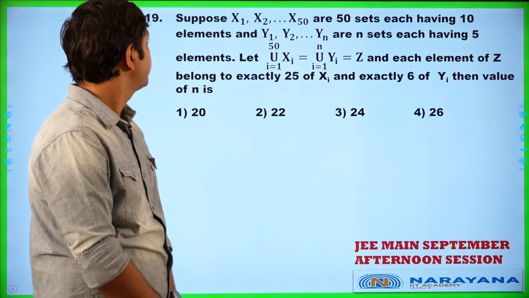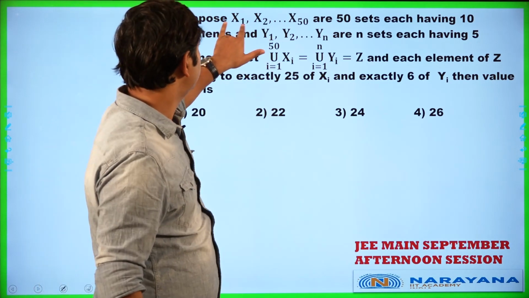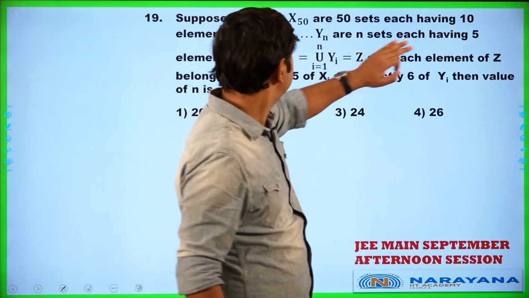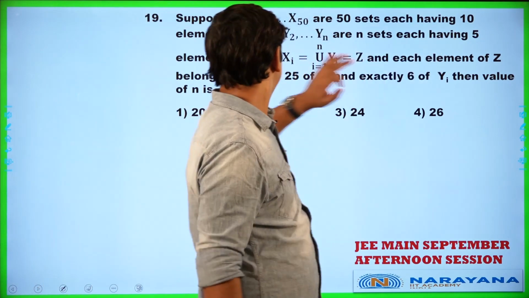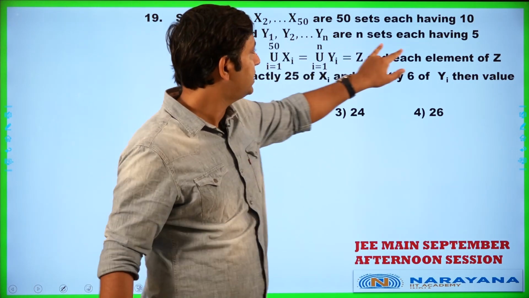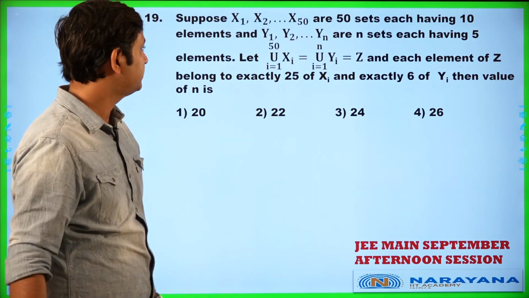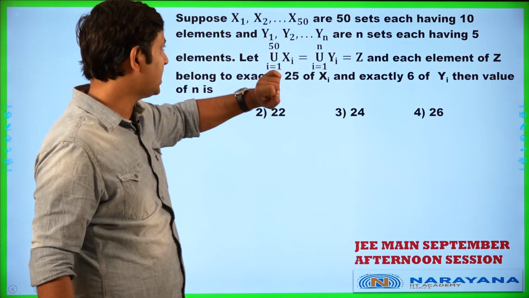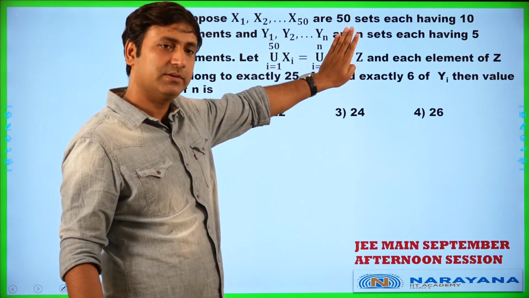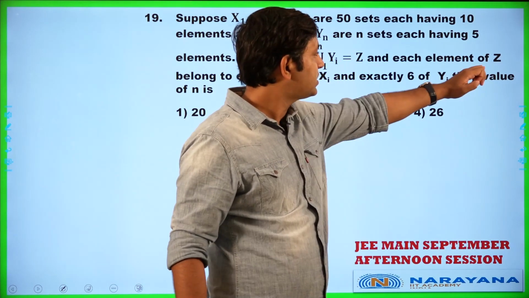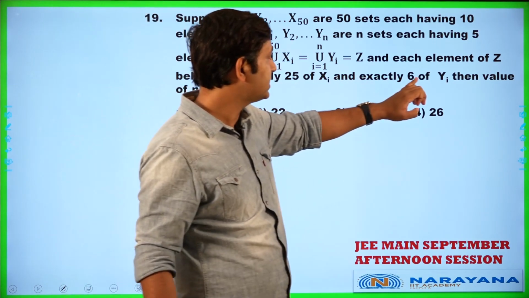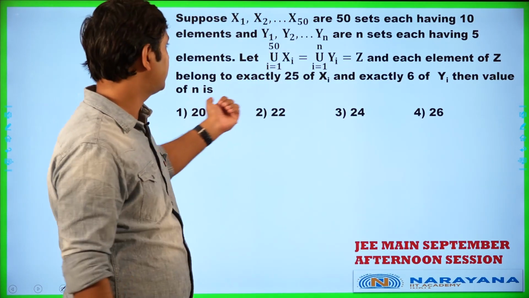In this question, we have X1, X2, dot dot dot X50 as 50 sets, and each set has 10 elements. Similarly, we have Y1, Y2, ... Yn as n sets, and each set has 5 elements. The union of all these X's is the same as the union of all these Y's, and let's call that union Z. Now each element of Z belongs to exactly 25 of the Xi and exactly 6 of the Yi, and we need to find the value of n.